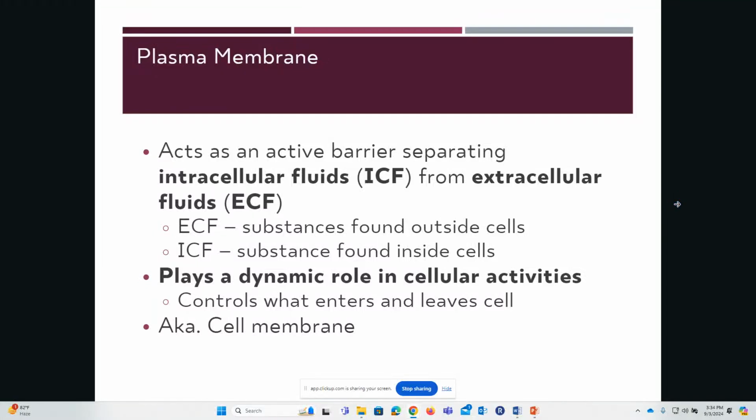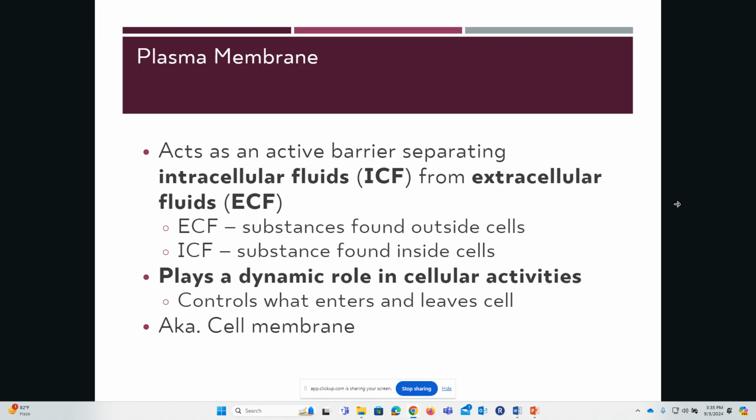So let's talk about the plasma membrane. What is it? Well, it is a barrier that separates the inside of the cell from the outside of the cell. It acts as an active barrier, separating intracellular fluids from extracellular fluids. Extracellular fluids are substances found outside of cells. Intracellular fluids are substances found inside of cells, like cytosol, mixed in with those organelles we talked about before.